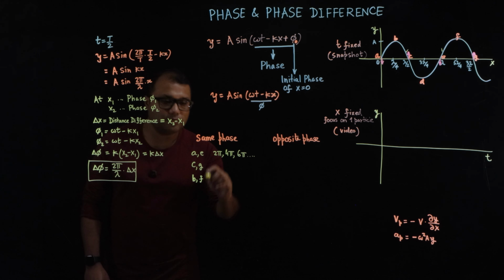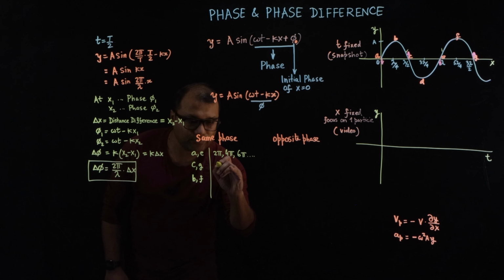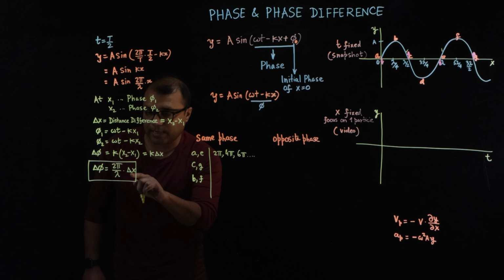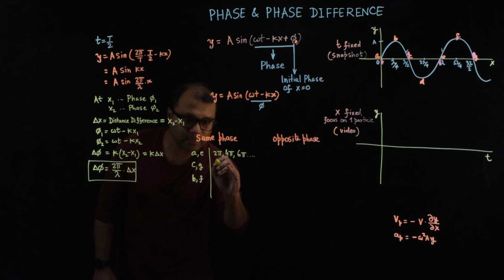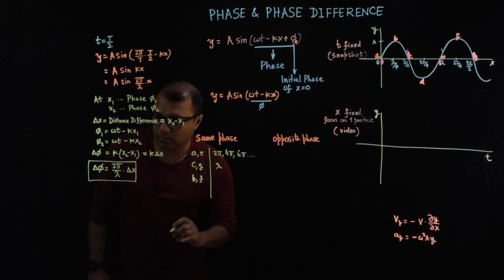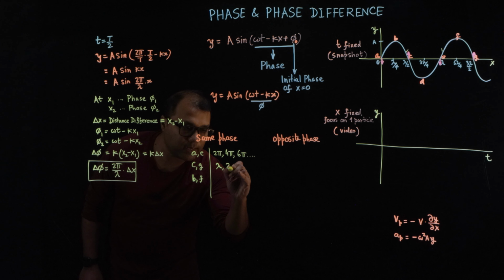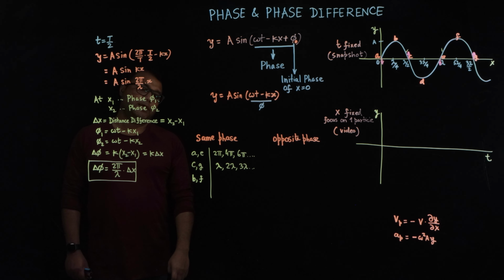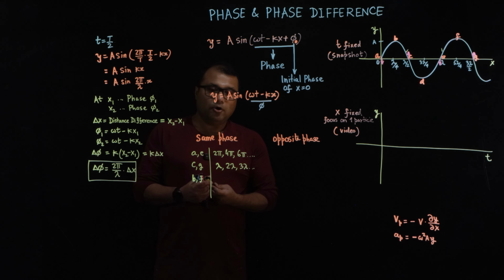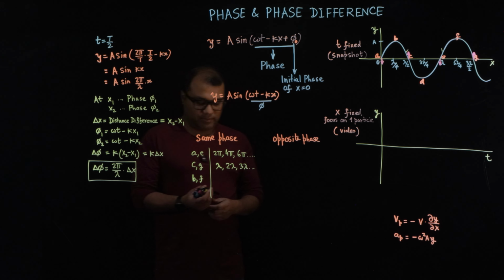Okay. Also we can say this, the phase difference happens at what distance differences. So 2 pi means lambda, 2 lambda, 3 lambda and such. Okay. All right. Hope this is clear what same phase means.